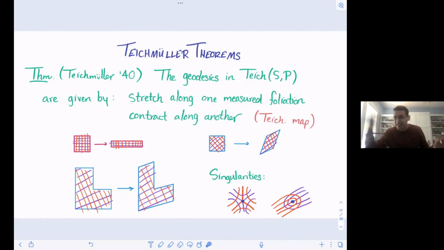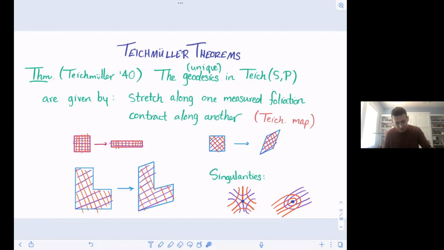And moreover, there's a geodesic between any two points. The geodesic between these, this is the first example. The geodesic is, you just stretch. A unique geodesic, right? Yes, I should say unique. There's Teichmüller's existence and uniqueness theorems. That's really important. Thank you, Andy.